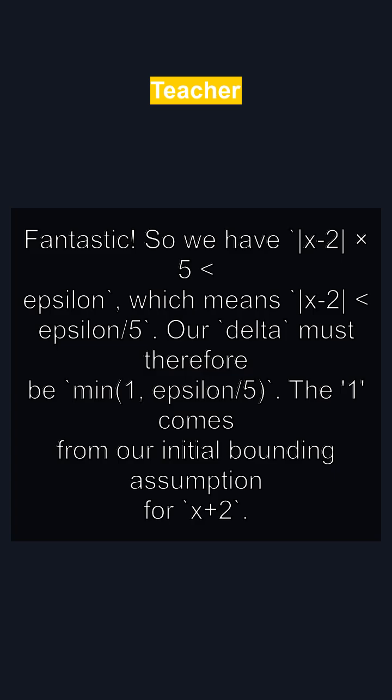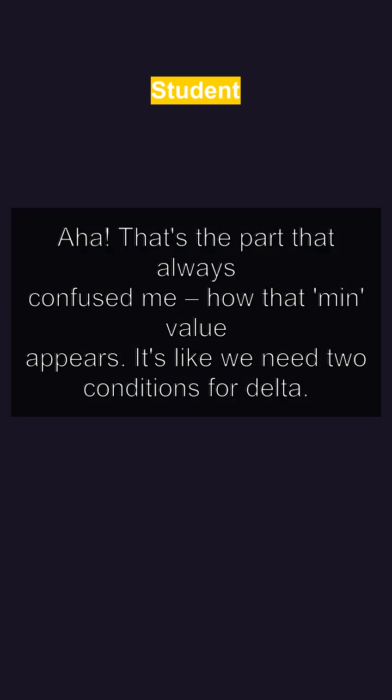Fantastic. So we have |x - 2| * 5 < epsilon, which means |x - 2| < epsilon/5. Our delta must therefore be min(1, epsilon/5). The 1 comes from our initial bounding assumption for |x + 2|. Aha! That's the part that always confused me, how that min value appears.